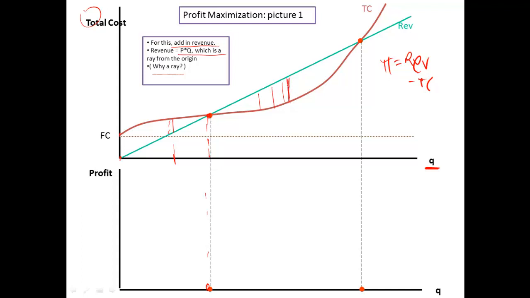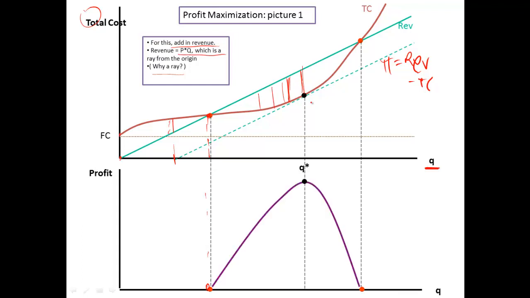Now, where it actually occurs is a point where this black dot is, and what's special is that the vertical distance is maximized. If we were to represent the profits down below, and the scale's not quite accurate, we'd see that the purple line shows us profits. It reaches a maximum at this quantity Q star.